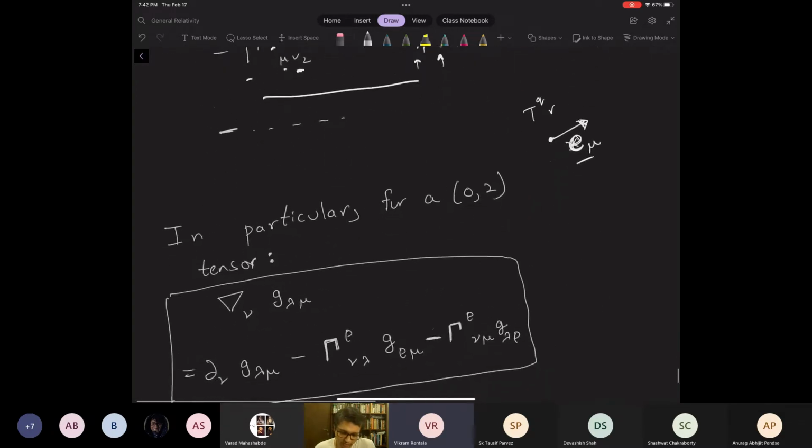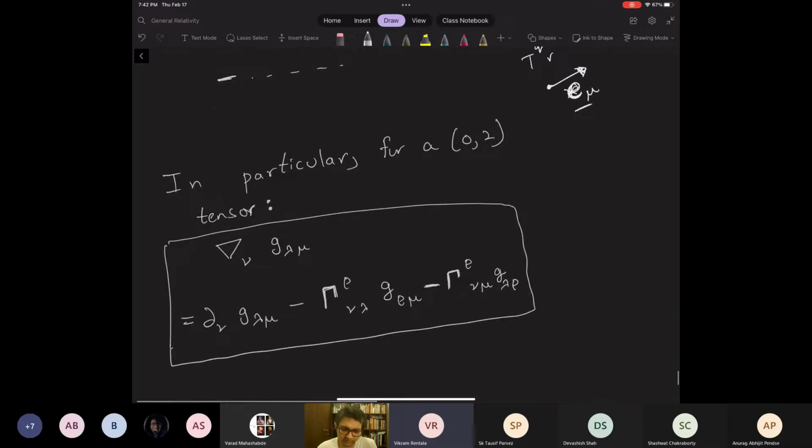Okay, so this is the rule for tensors, and in particular we'll be interested in this rule for a 0-2 tensor. Because a 0-2 tensor, we know the metric is a 0-2 tensor. So if we have a 0-2 tensor, then the rule looks like this. It has two dual vector type indices. So what we'll do is first, of course, act with the normal derivative on g lambda mu.